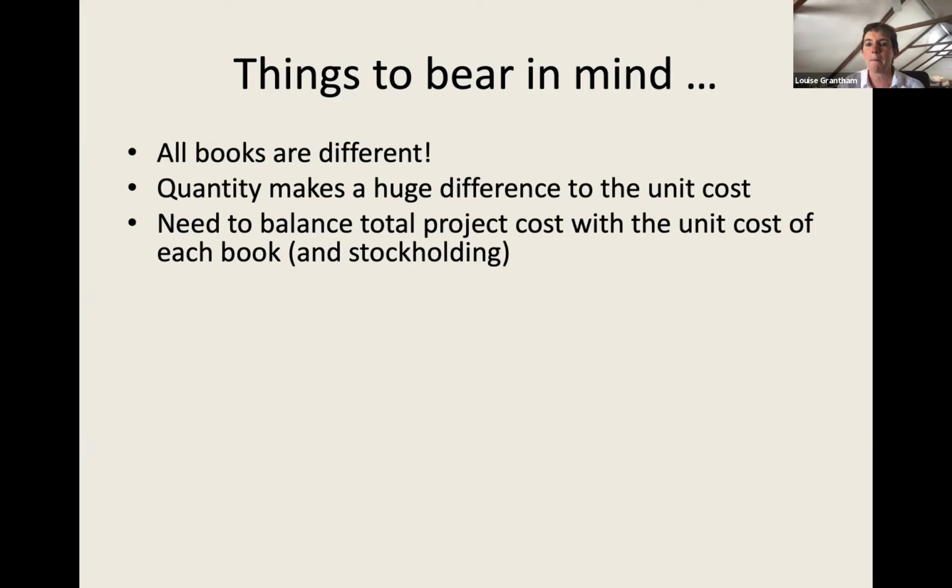You need to balance, as a publisher, the total project cost with the unit cost of each book, because obviously you need enough cash to produce the books. So the more books you publish, the more stock you have, and the more money you need to produce the book in the first place. But at the same time, if the unit cost is very high, it may be difficult to get to a retail price that makes any sense.